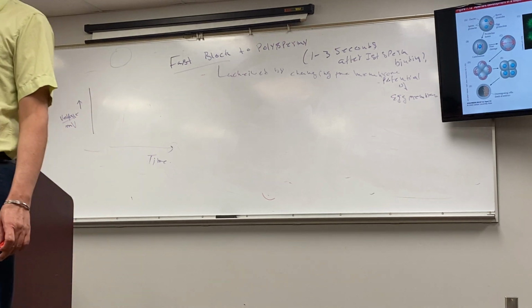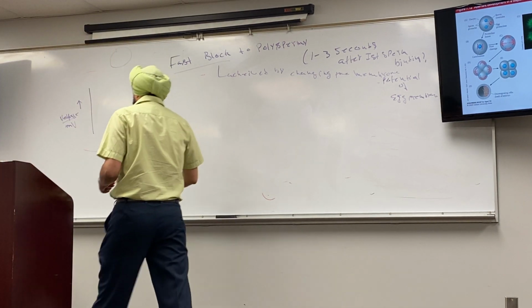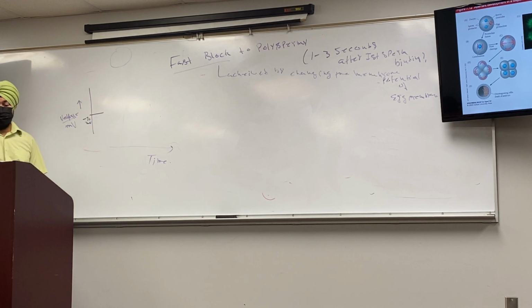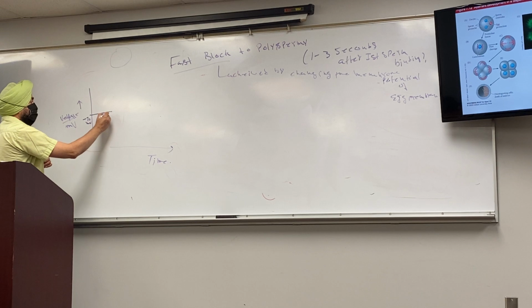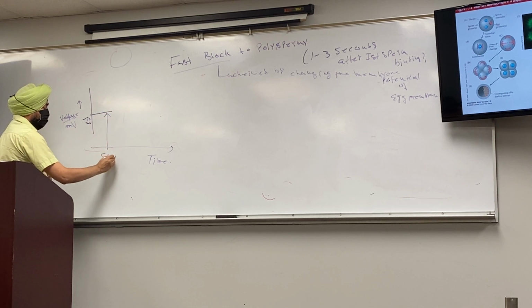Negative 70. So it means that the egg membrane has a potential of negative 70 millivolts. It will always be negative 70, right? And say this was negative 70, and what happened is the sperm enters here. This is the time when the sperm enters.